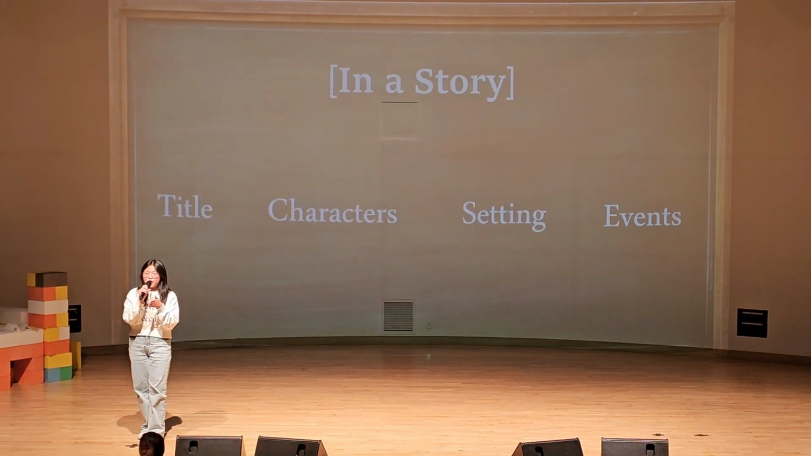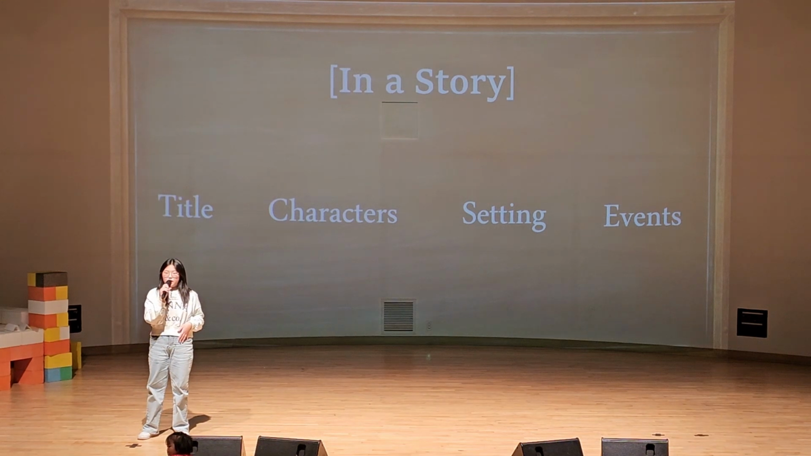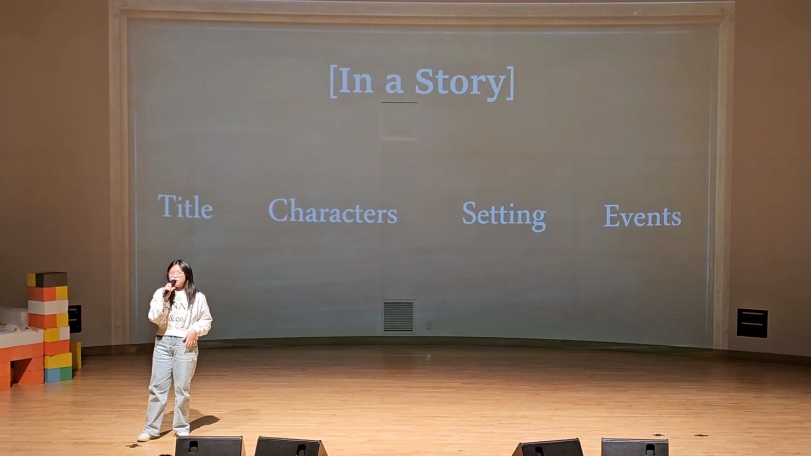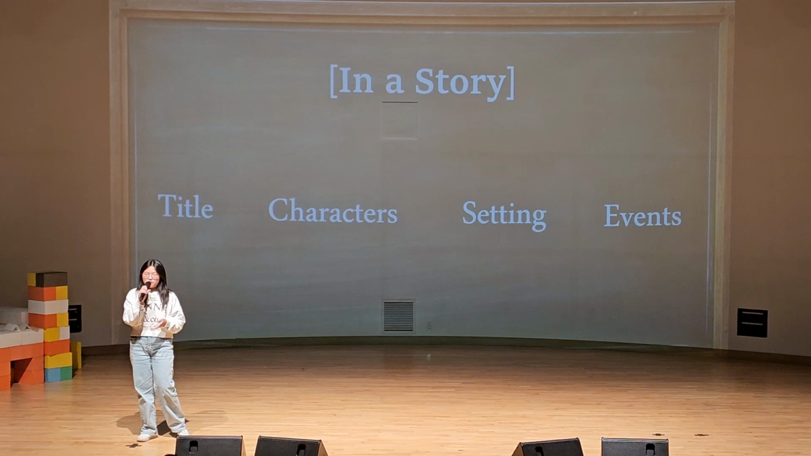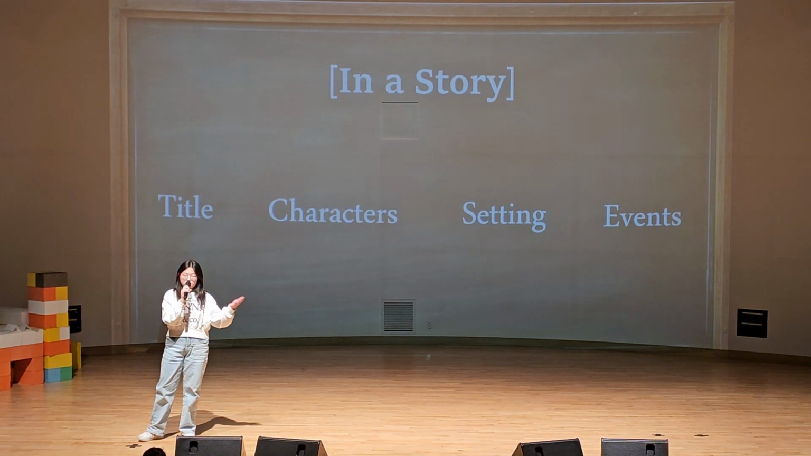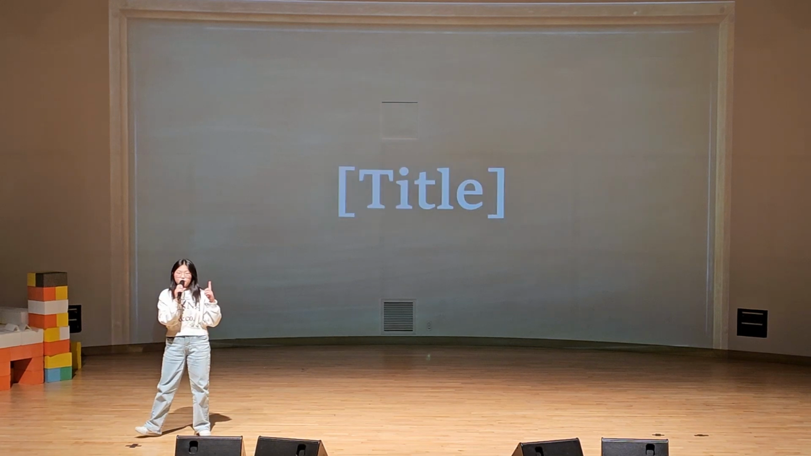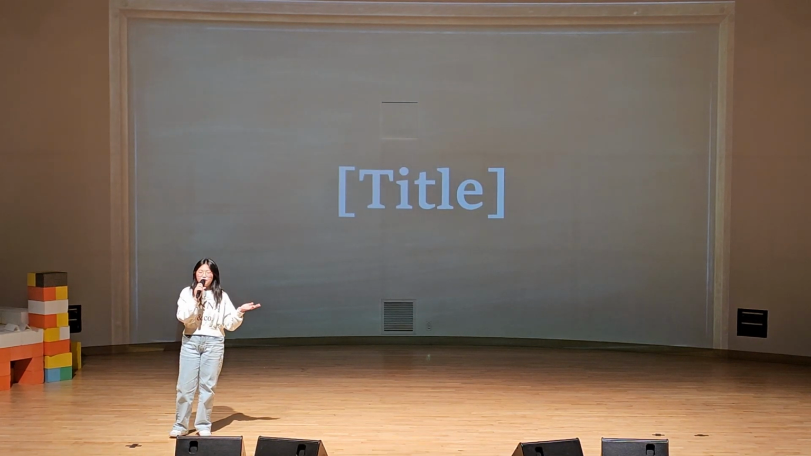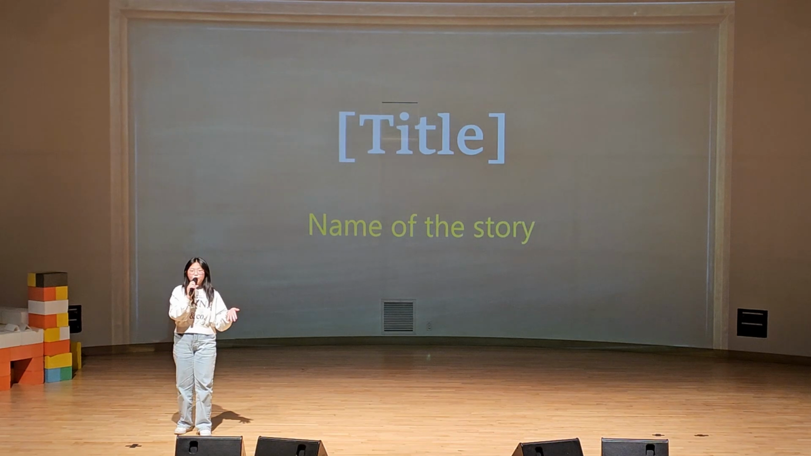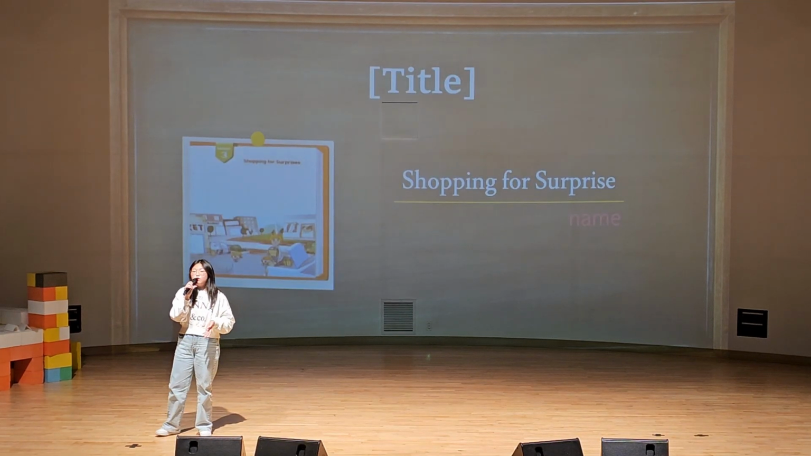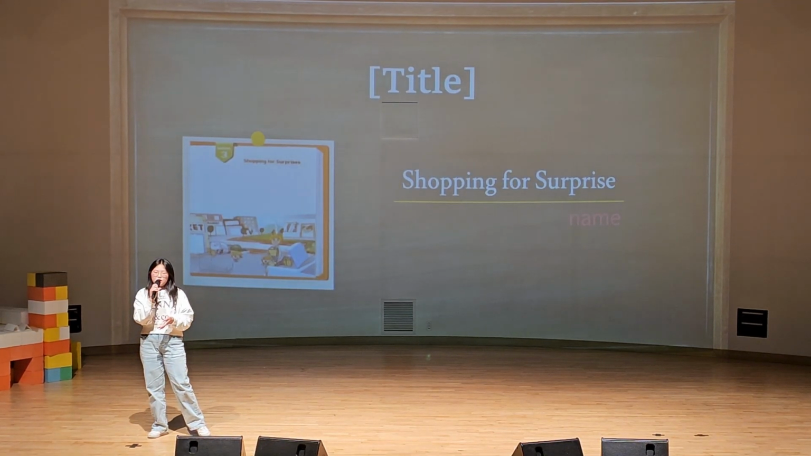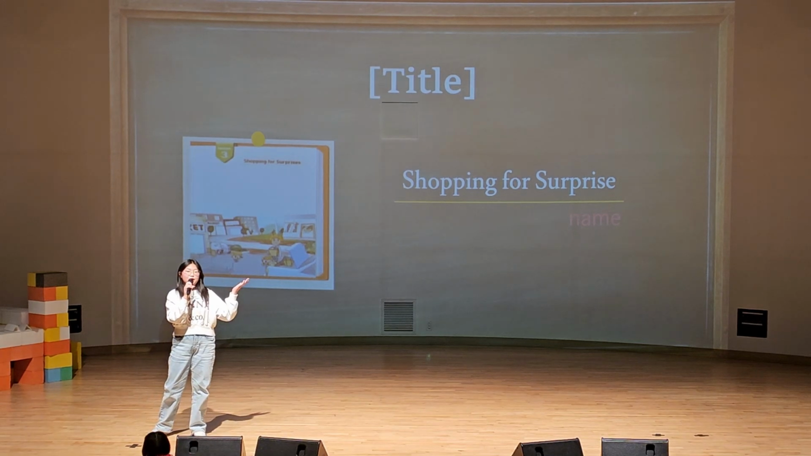Today we're going to lesson 3, grade 1 from the story Shopping for Surprise. Our focus today will be on parts of a story. In a story, we have the title, characters, setting, and the event. First, let's go over the title. Title tells the name of the story. The title of our story today is Shopping for Surprise.